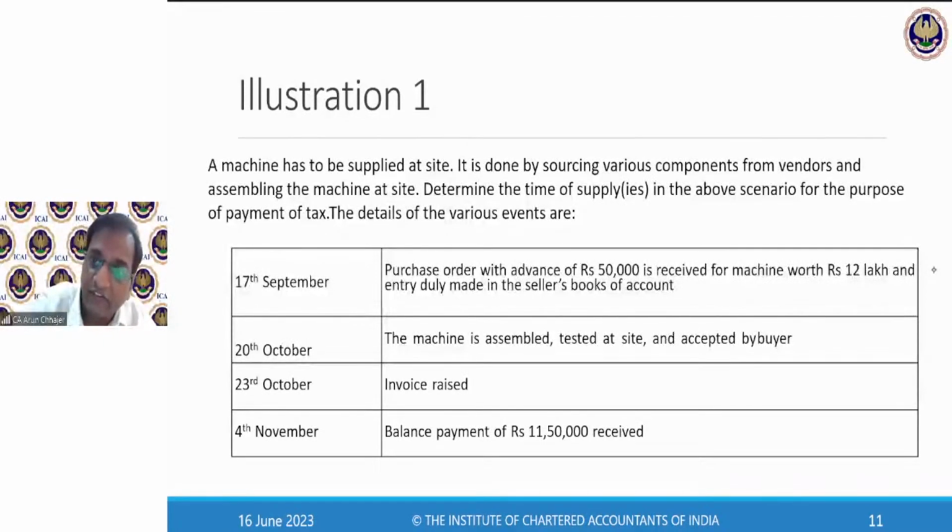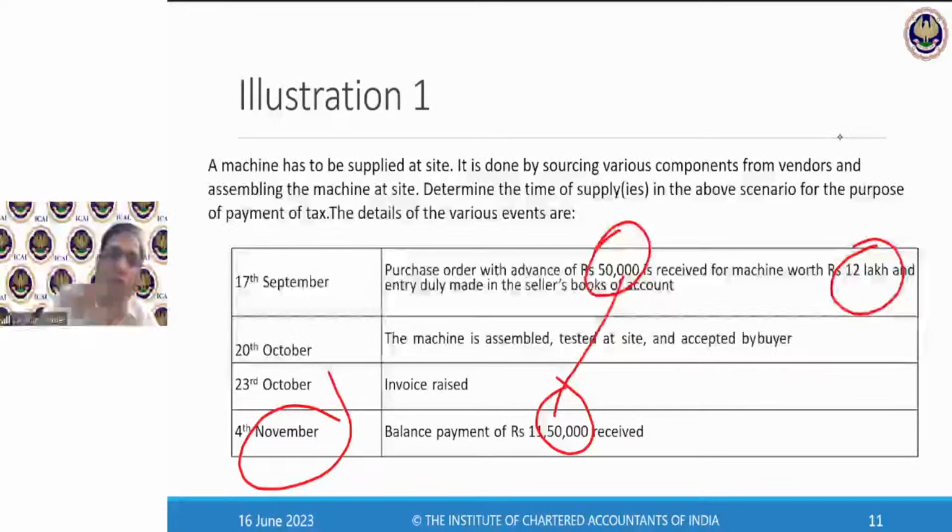So I have received the 50,000 advance. The machine was of a total of 12 lakh rupees. The balance payment is received on 4th of November. Please tell me what is the time of supply in this case.